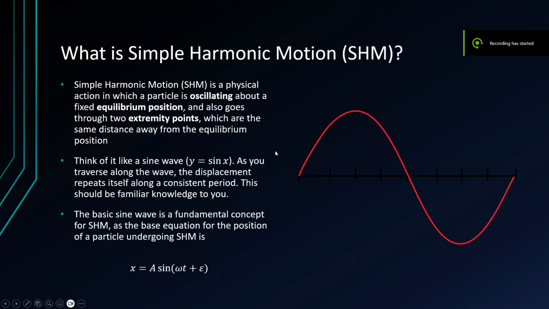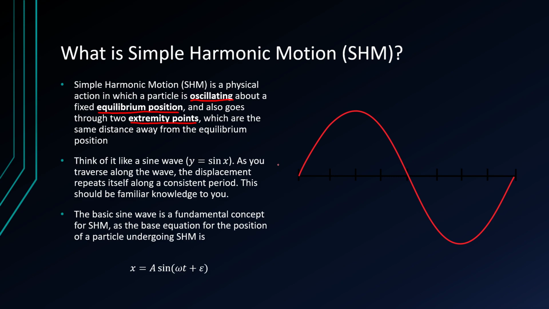So what actually is simple harmonic motion? It's a physical action in which a particle is oscillating. Again, keyword of oscillating about a fixed equilibrium position. Again, key term there, and it goes through two extremity points, which are the same distance away from the equilibrium position.